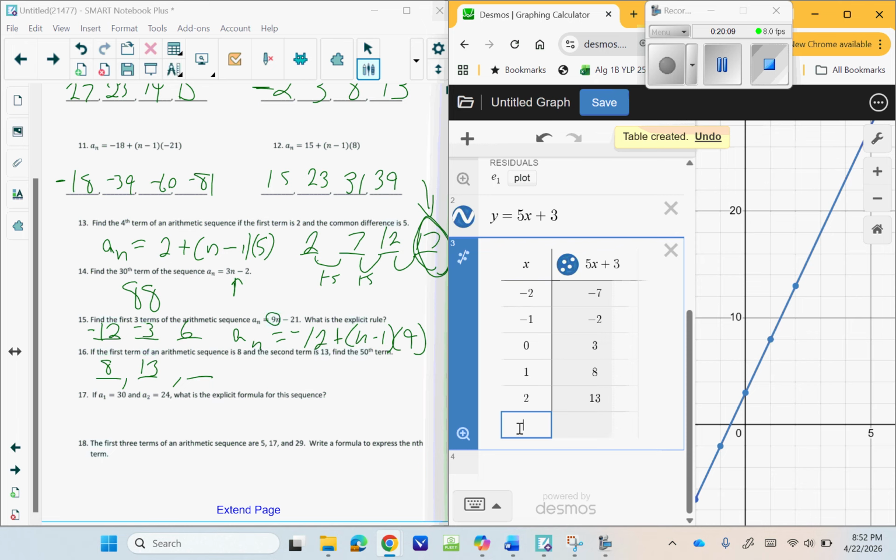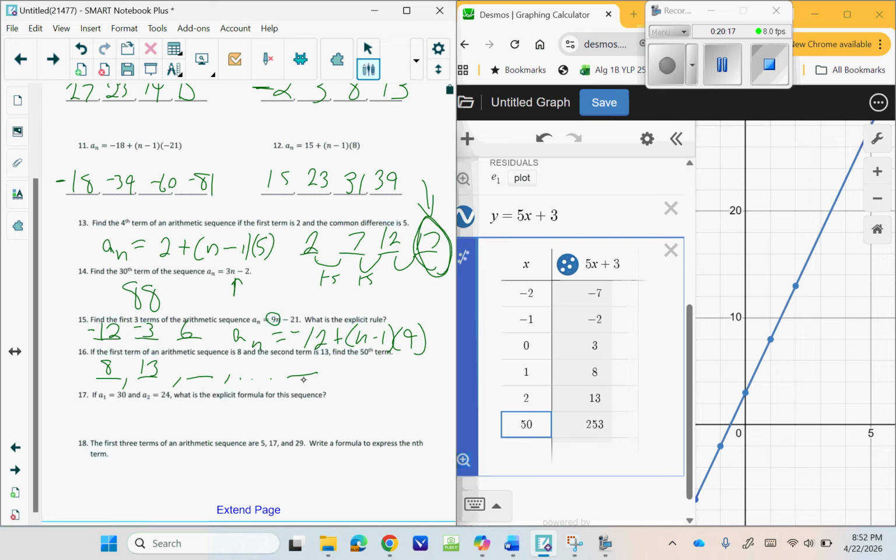It says find the 50th term, so I'm just going to type in 50. And the 50th term is 253. So that would be my answer there. If I had to find a rule for that, I can find it pretty easily. My first term is 8, and then I'm going to say n minus 1. And then we can see that the slope is 5. So I'm going to call that 5.